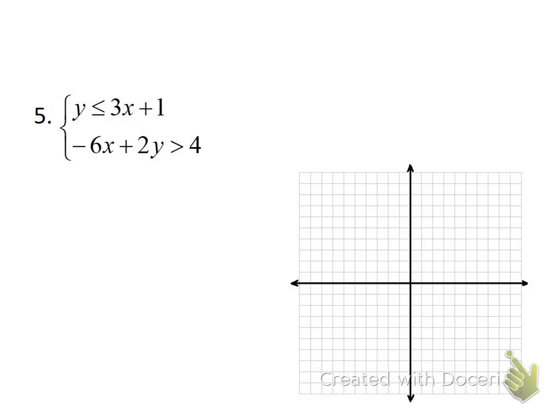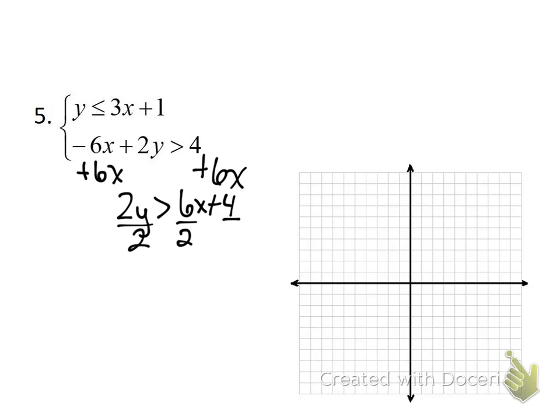Charles? Add the 6x. Okay. So that gives me 2y is greater than 6x plus 4. Is the y alone yet? No, so I have to divide everything by 2. When I divide everything by 2, we get that y is greater than 3x plus 2.